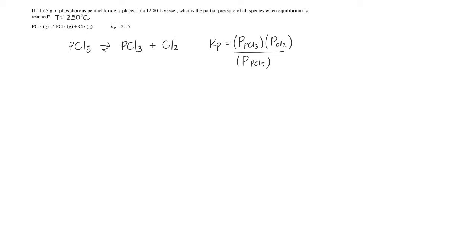Now, we are not given the initial pressure of PCl5, but we can calculate it using the relationship between pressure and concentration in the ideal gas law. So we know that the pressure is what we're going to be solving for, and the volume is given in the problem. The reaction is done in a 12.80 liter vessel. The moles we need to calculate, however. We have 11.65 grams of PCl5, and so we can find the molecular weight of PCl5 from the periodic table to calculate the moles.